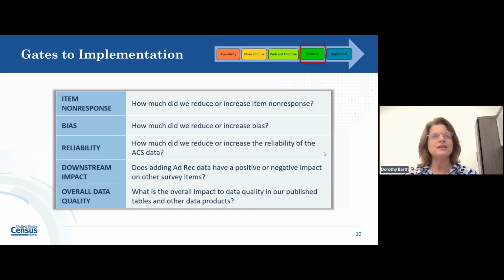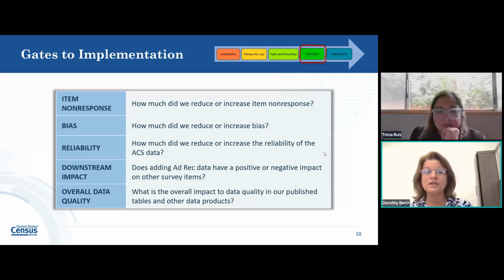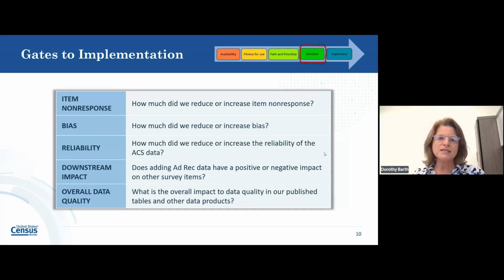When we simulate, what we mean is, for example, let's say the 2023 data. We would simulate what our idea would be to use the admin rec, the methodology, and we would compare that simulation to what happened in 2023. And then when we're in that comparison, we're asking ourselves questions like, do we reduce or increase non-response? Does this affect bias, reliability of data, downstream impacts, and stuff like this? So these are the research questions that we're asking.